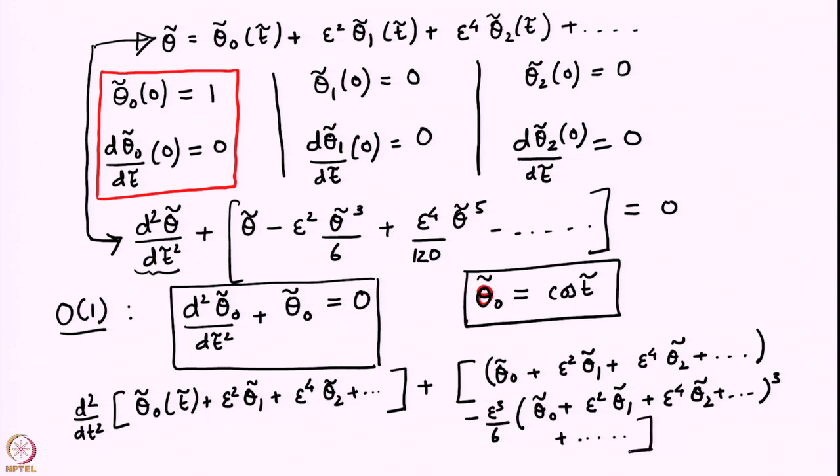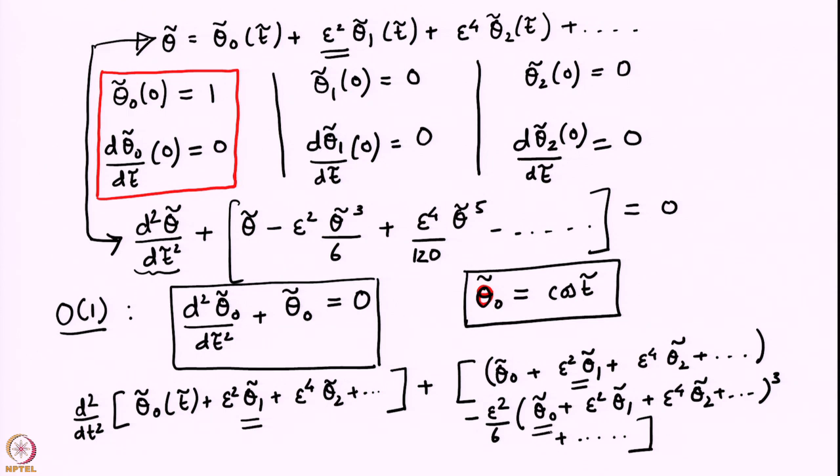Now if I have to gather terms which are of the order epsilon square after order 1, order 1 is like epsilon to the power 0, then after order 1 we have epsilon square because that is our first correction. If I gather order epsilon square terms, you can see that this term only contributes through d square theta 1 by dt square, as is expected. On the right hand side, you will have this term which is order epsilon square, and there will also be a term which is the cube of this term with a coefficient which is order epsilon square.